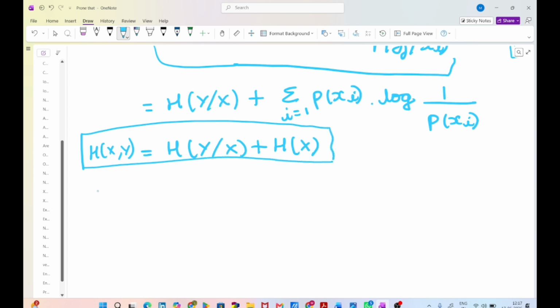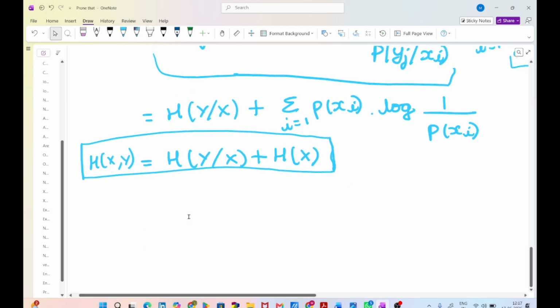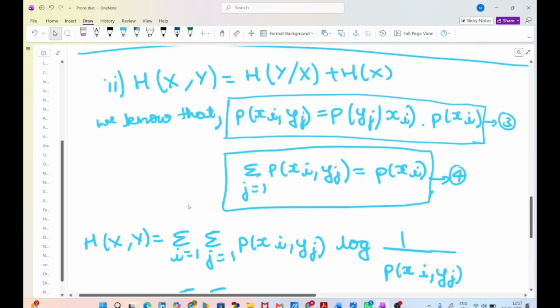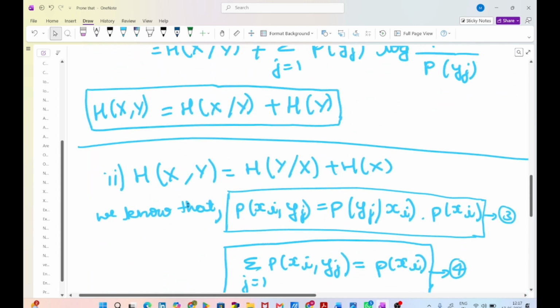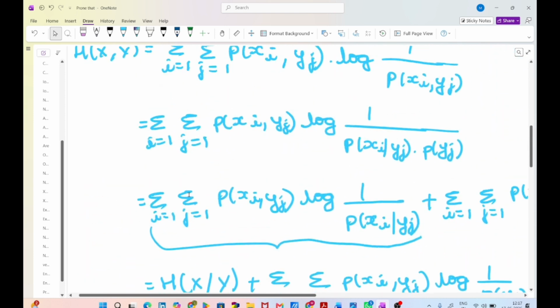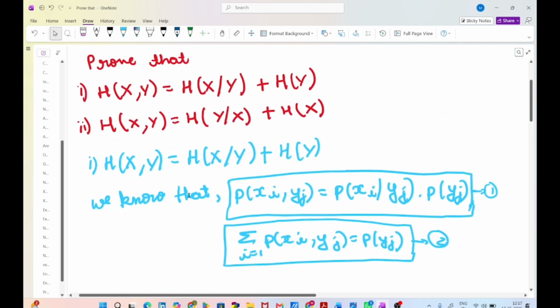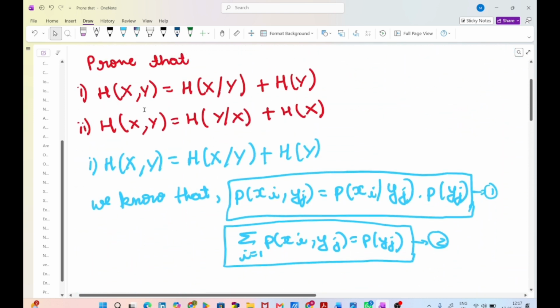I hope you understand how I proved this. If you have any doubt, you can comment in the comment section. We have proved that H(X,Y) = H(Y|X) + H(X), and we also proved that H(X,Y) = H(X|Y) + H(Y). We successfully proved these two things.